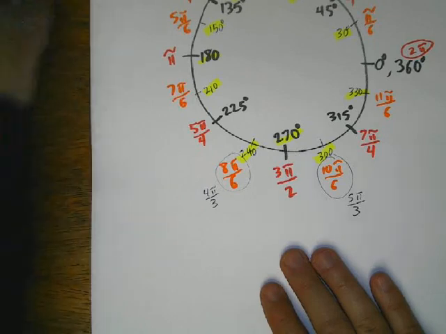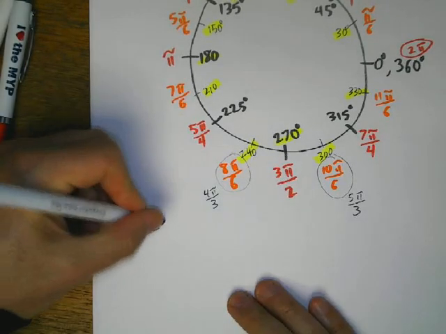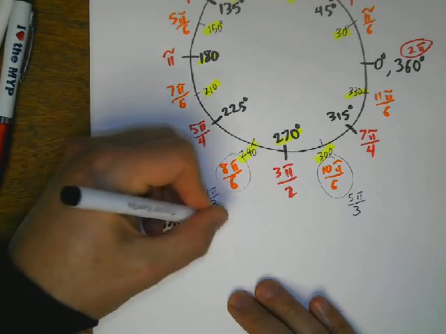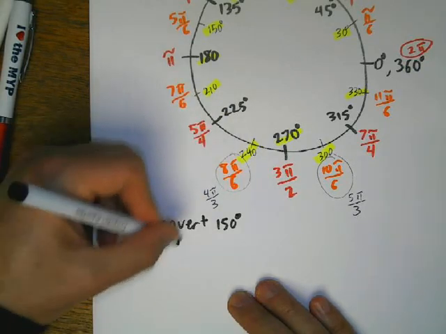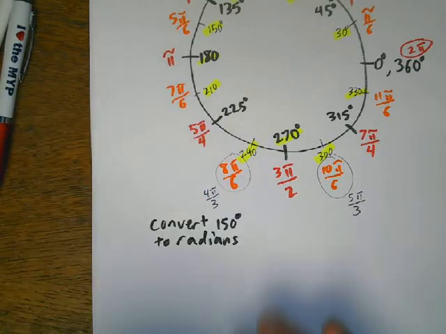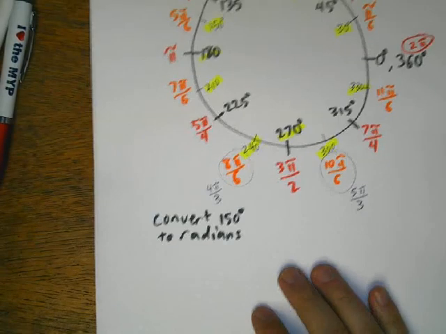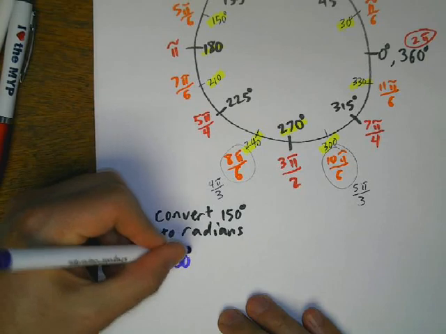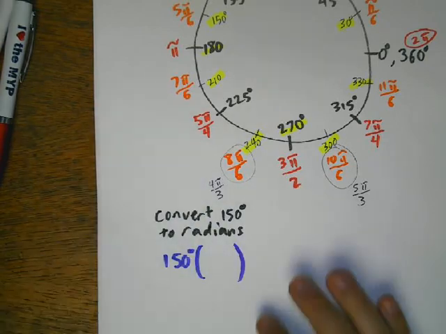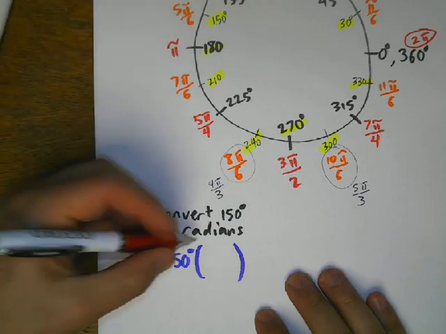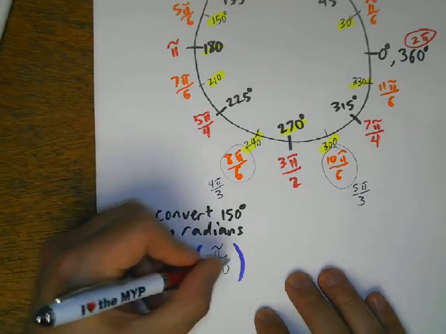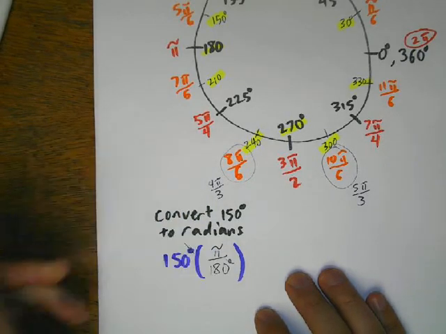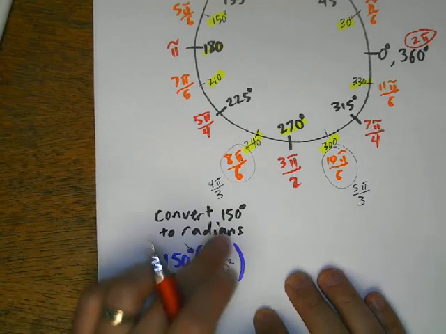Let's just pick a random one. Let's say we want to convert 150 degrees to radians. Well then what I would do is, I've got 150 degrees, and I'm going to use my conversion factor, which is pi over 180. And so the degrees here and the degrees here cancel out. And if I had radians and was converting to degrees, I would have switched the pi and the 180.